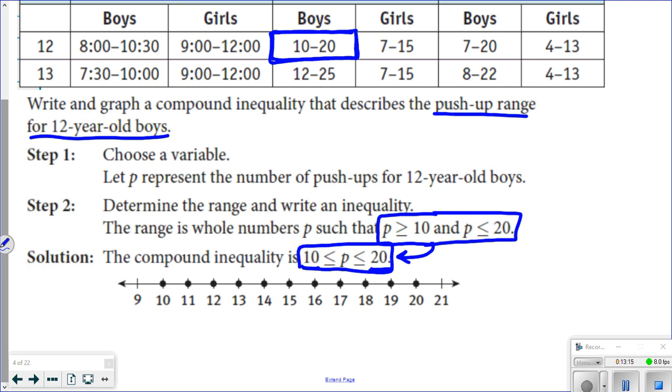So we're going to put whole number dots because we count push-ups in whole numbers, 10, 11, 12, and so on, all the way up to 20, and then we're going to stop. We would not shade here because we can't do 11.2, 13.5, or 16.8 push-ups. That doesn't make sense.